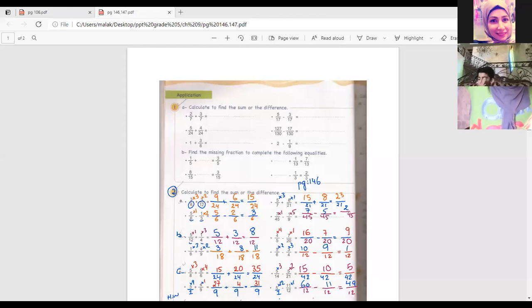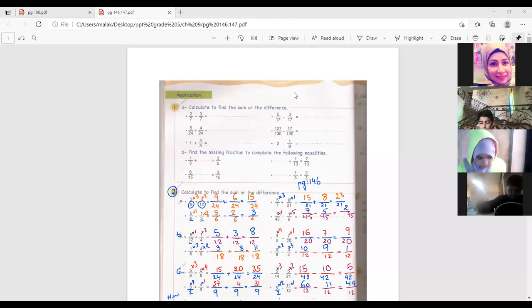Let's start correcting our homework. Page 146, part D. I will share it again. Part D, page 146, exercise 2.